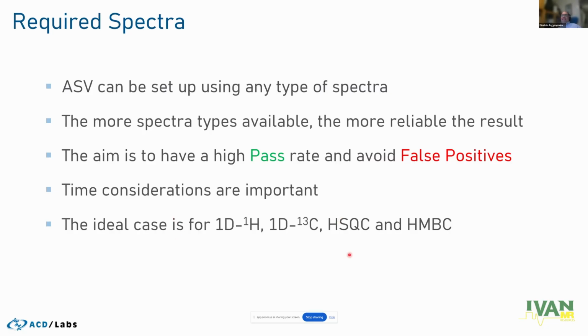Even though we've seen that the ideal case is to have a 1D proton, 1D carbon, HSQC, and HMBC, unfortunately, I could probably count the people who are doing this on the fingers of one hand, and there will be quite a few fingers left. So the big problem is that you can maybe do a 1D proton in 5 minutes, including sample change, locking, shimming, and everything. You have another 5 minutes for an HSQC, and then maybe 20 minutes for an HMBC, so you are at half an hour.